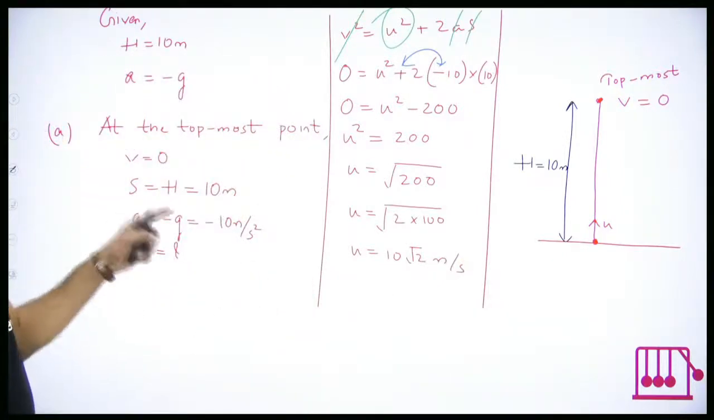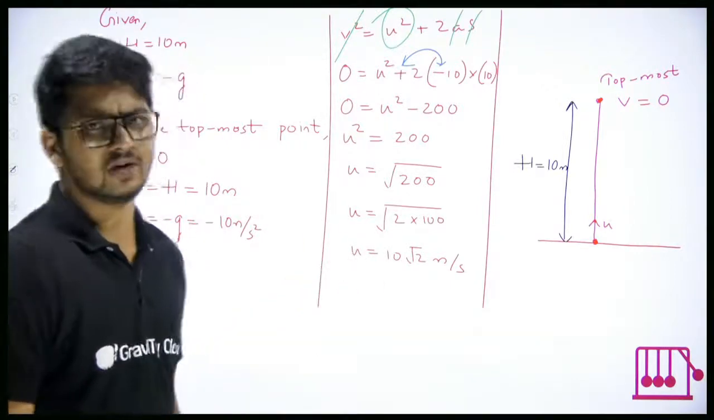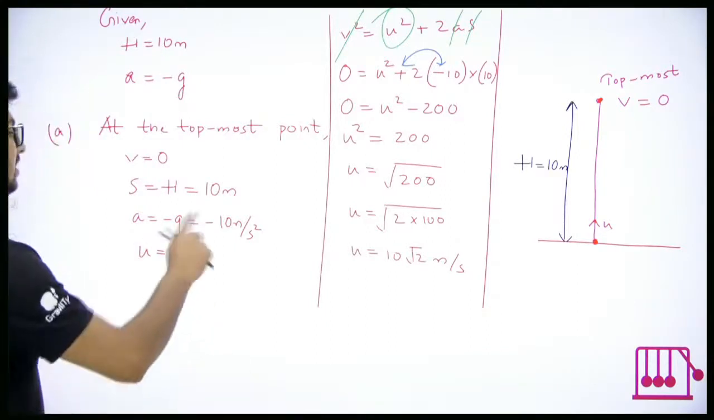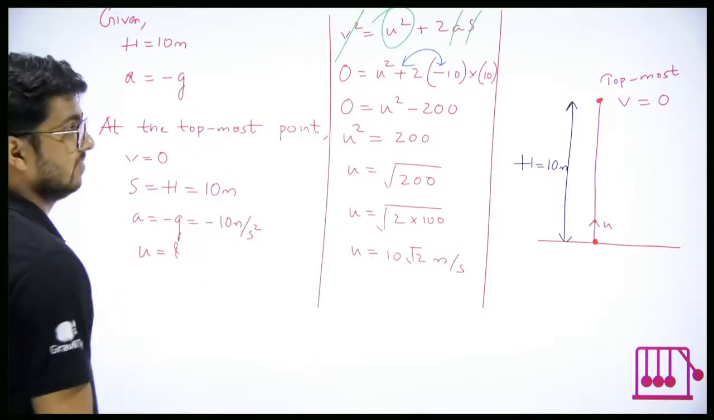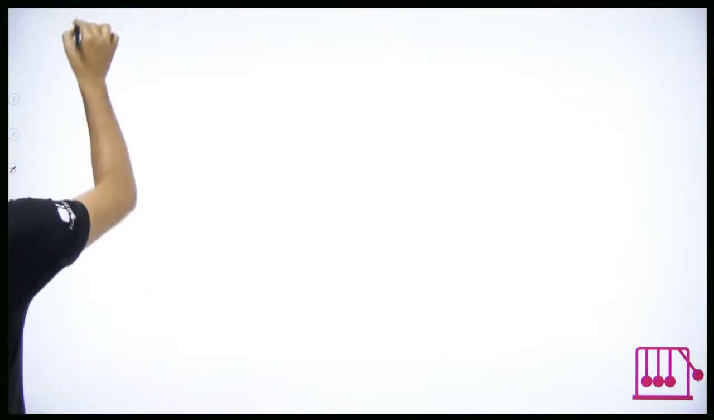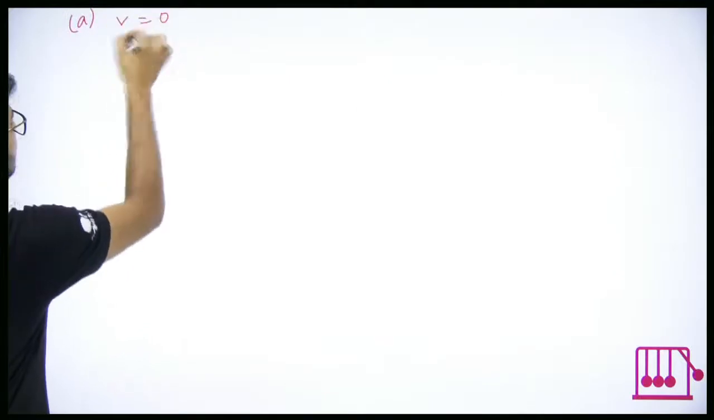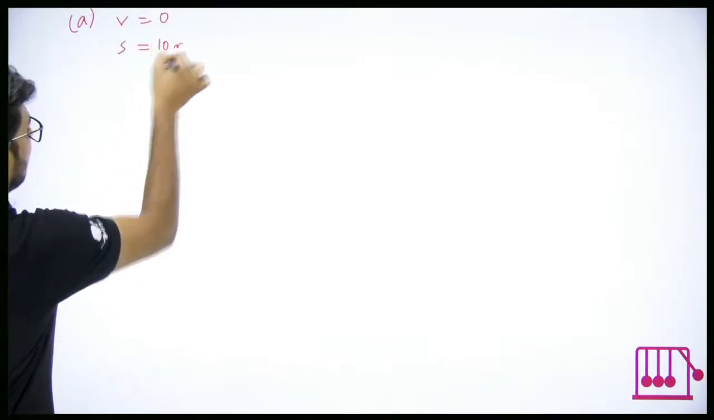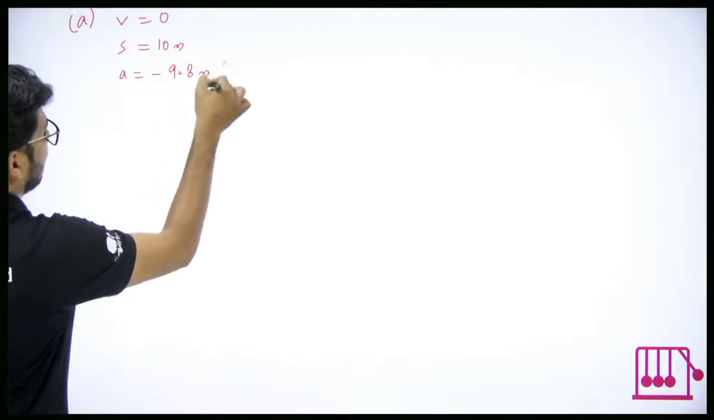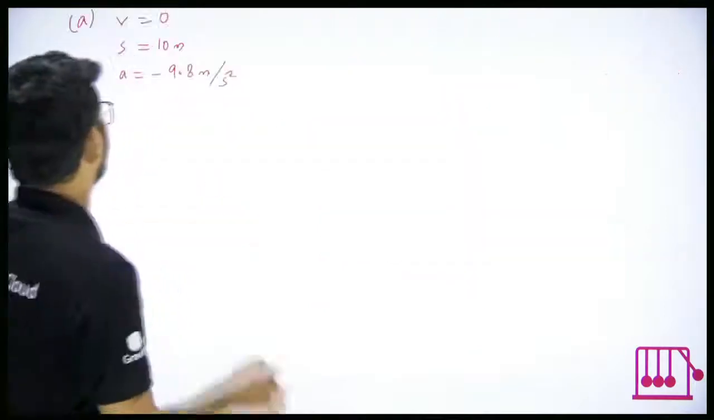Right, and we have taken g as 10 meter per second square, and in that case you get u equal to 10 root 2. Now see what happens if I take g is equal to 9.8. In fact, that will be easier. Let me show that to you. Okay, the same conditions: v is equal to 0, s is equal to 10 meters, a is equal to minus g, minus 9.8 meter per second square. That's it, and we have to find out u.